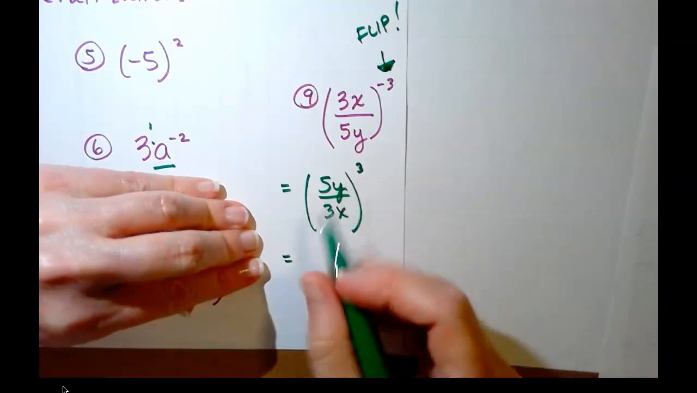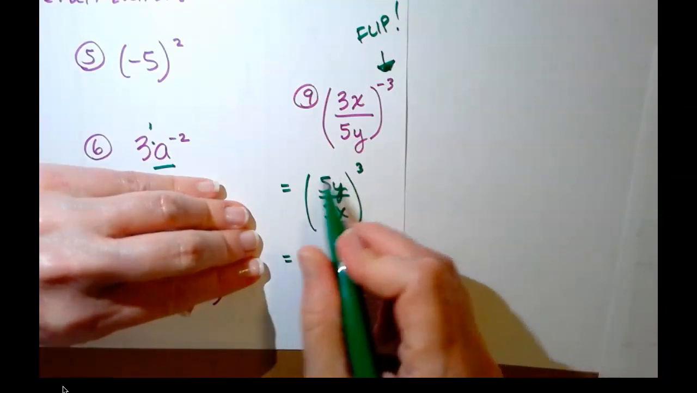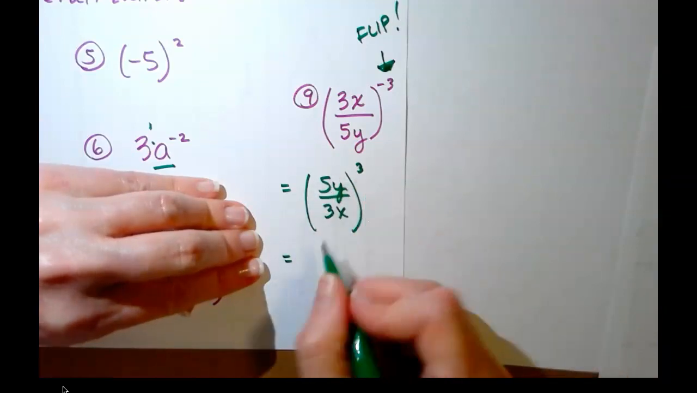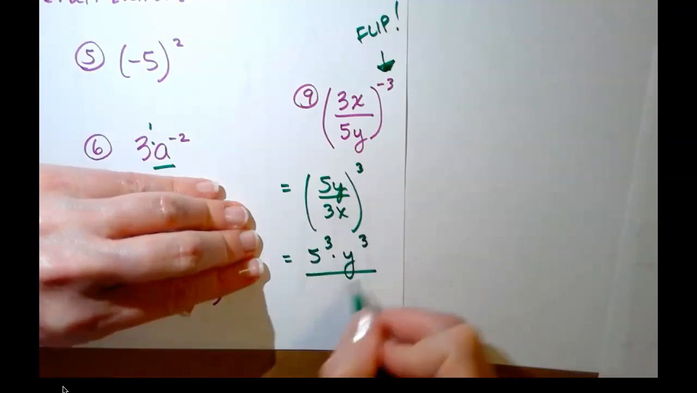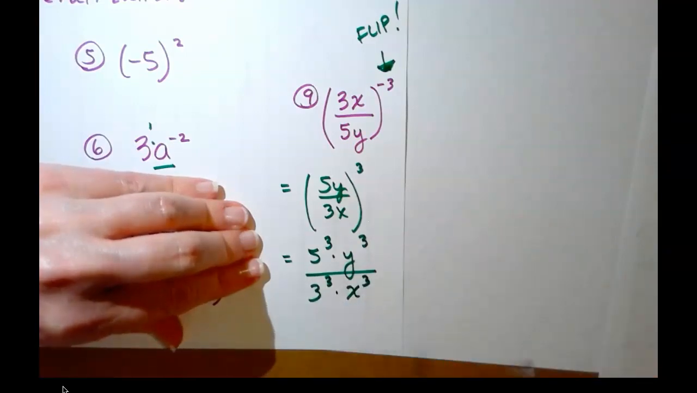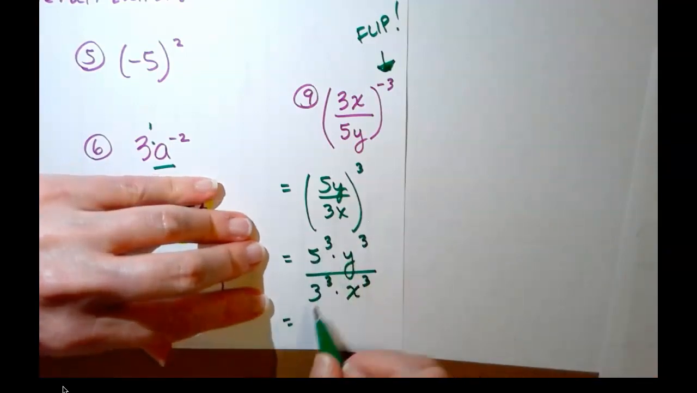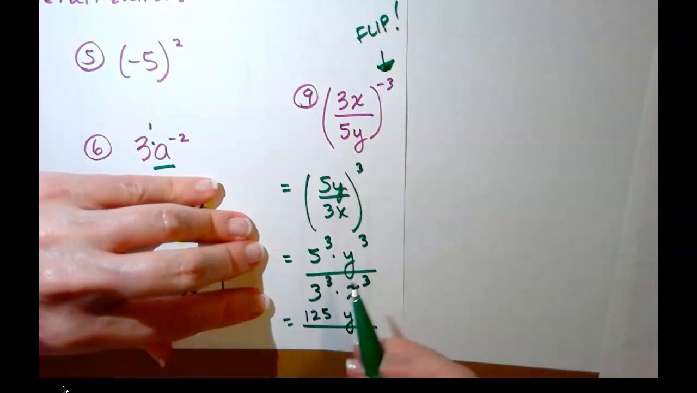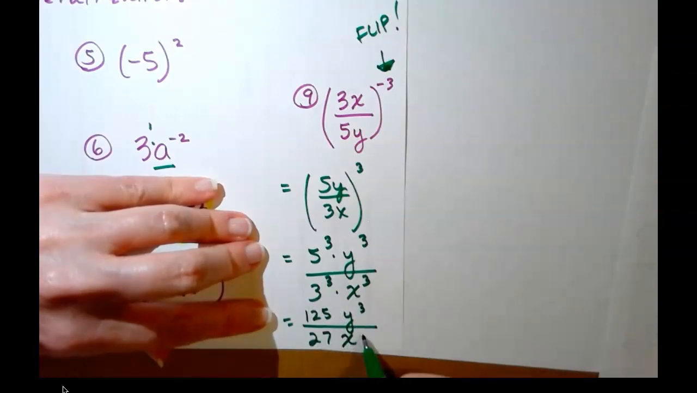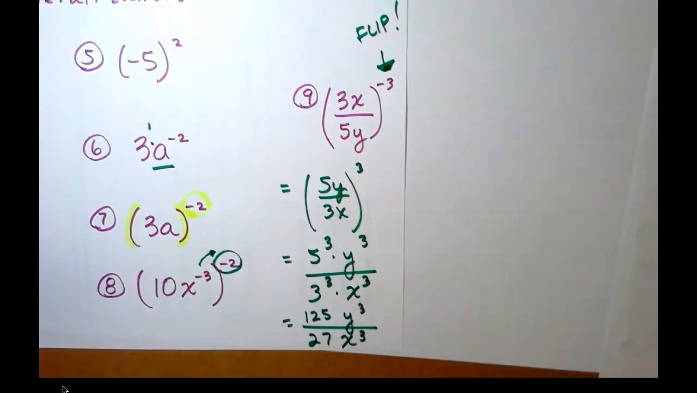And now we can simply evaluate. Remember, everything inside the parentheses is getting raised to the 3rd power. 5 to the 3rd, y to the 3rd, 3 to the 3rd, x to the 3rd. This will simplify. 5 to the 3rd is 125. Y to the 3rd. Once again, the variables are always the easiest part. 3 to the 3rd is 27, and then x to the 3rd. So there's your simplified answer.